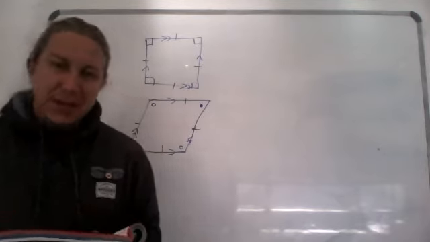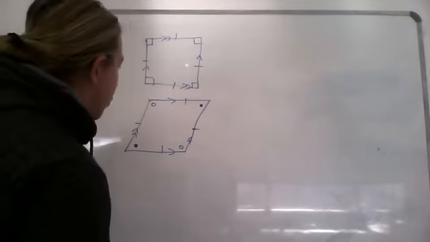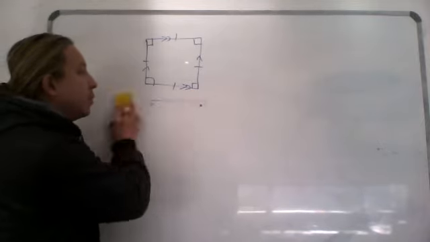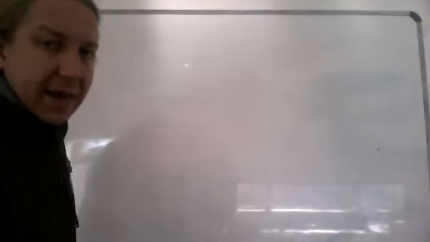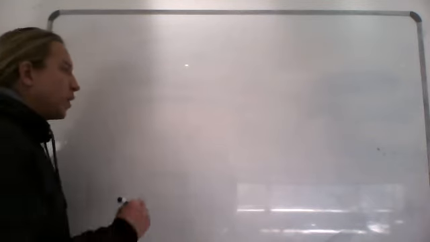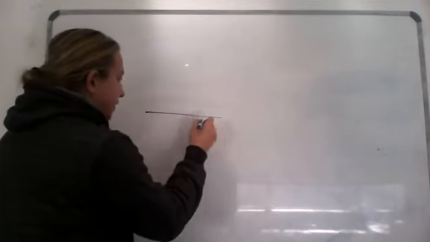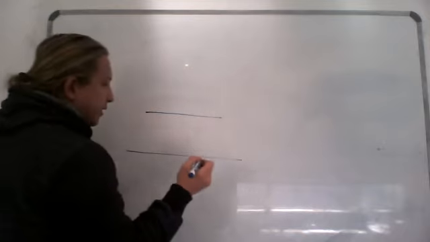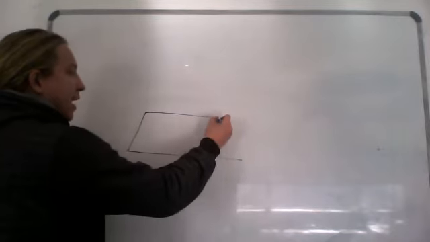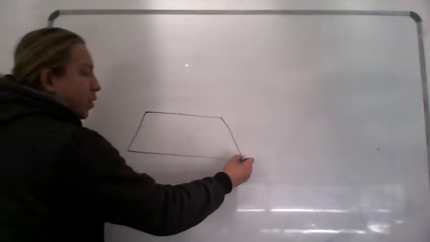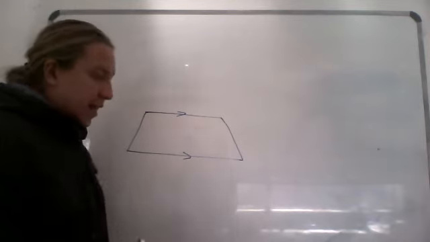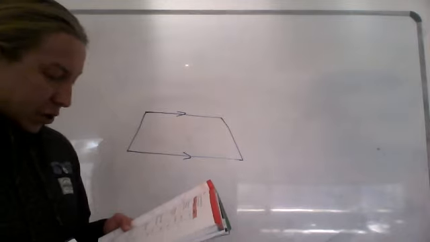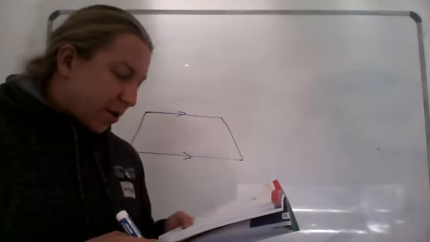The next shape is a trapezium. Now, the properties of a trapezium merely tell us that one pair of opposite sides is parallel. That's all we know. So one pair of opposite sides is parallel, there it is. The other two sides, we're not told anything about them, apart from the fact that these two sides are parallel. So it says one pair of opposite sides parallel.